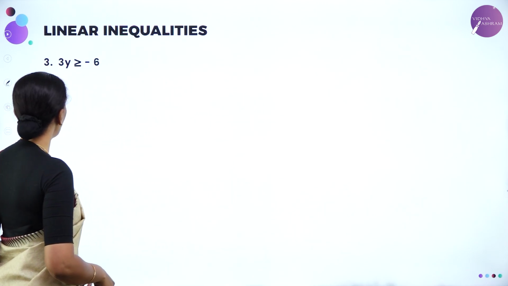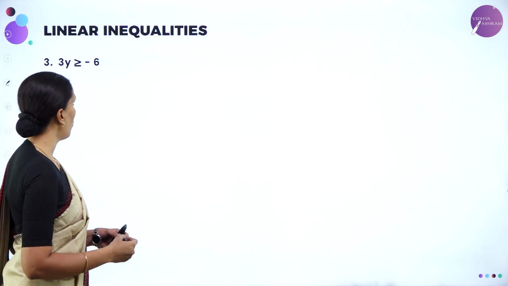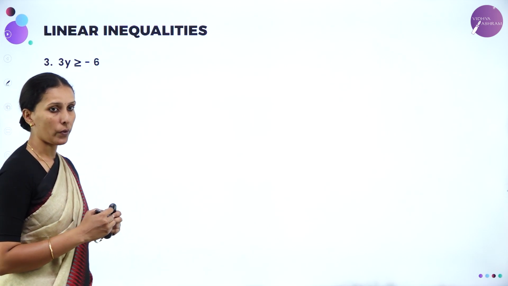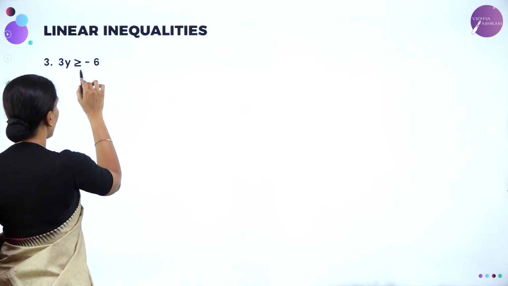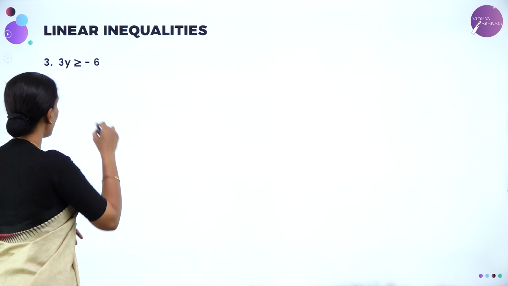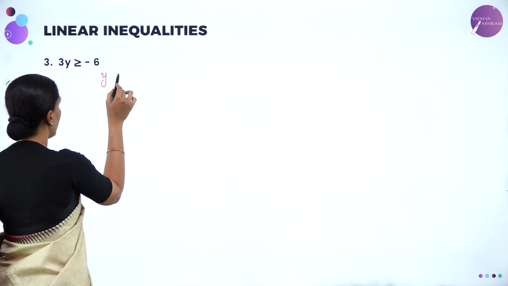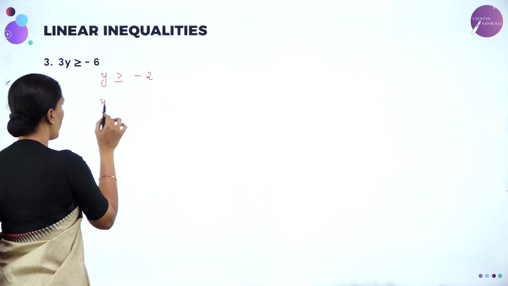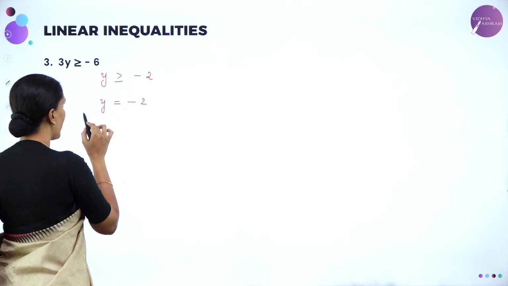Next question. We have 3y greater than or equal to minus 6. So first let us simplify this equation. So now we have 3y greater than or equal to minus 6. Let us divide by 3 on both sides. Then we will get y greater than or equal to minus 2. Now let us consider the equation in the form of y is equal to minus 2.